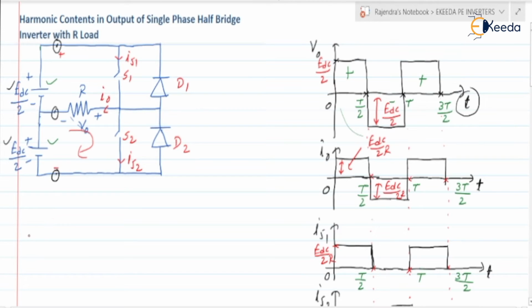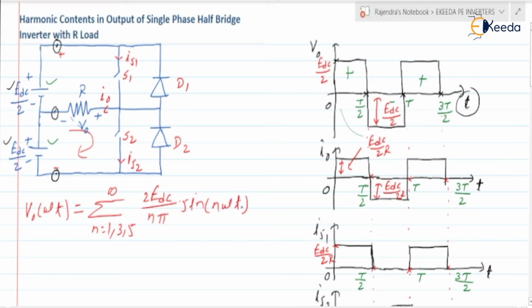As we know, in the last video we discussed the expression of output voltage and output current, v0 of omega t. It was equal to summation over n equal to 1, 3, 5, 7 up to infinity. Only odd harmonics were there, because for even values of n, bn was 0. So it is summation over n equal to 1, 3, 5 up to infinity of 2 Edc by n pi into sine of n omega t. This was the expression for v0 of omega t.